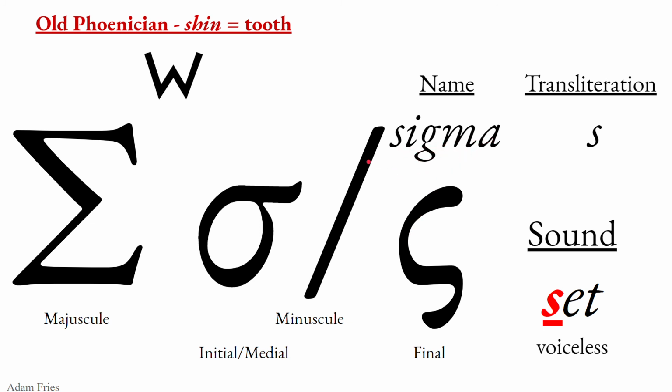Sigma. There's also the lunate sigma, where it just looks like a C, and that can be used initial, medial, and final. And the sound is like the S in set, and it is voiceless, so no z's, no z's. Make sure that your vocal cords are not vibrating when you say set. If you say zet, then you're doing it wrong.